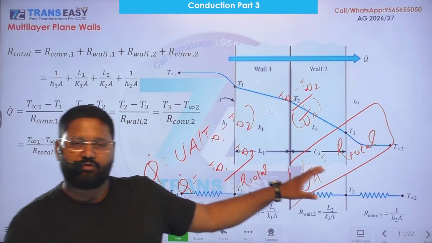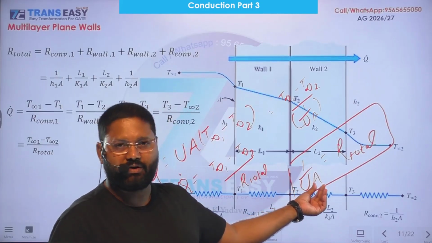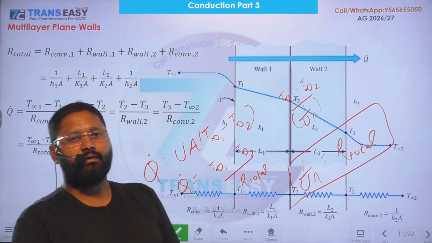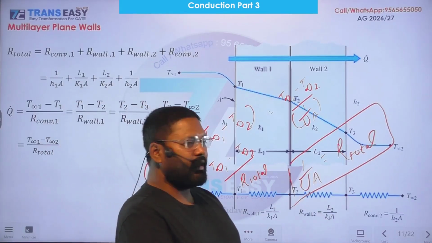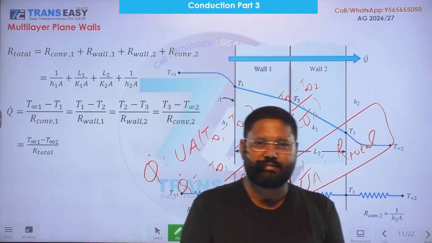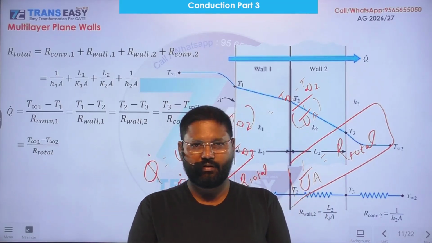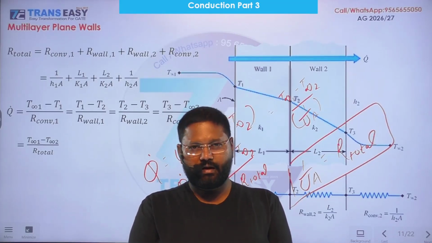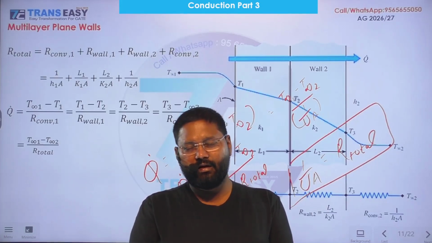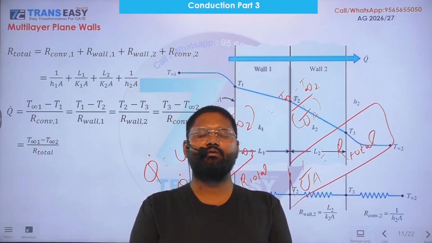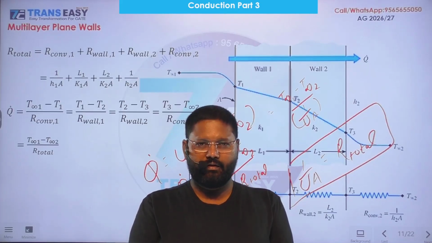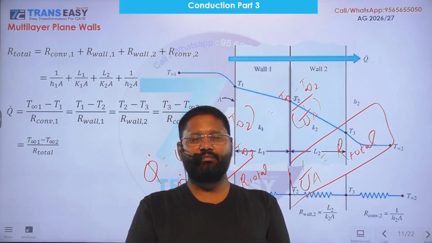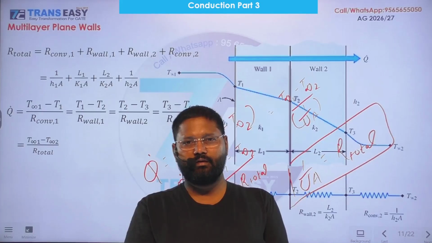In the same problem, we can easily find the value of overall heat transfer coefficient U by equating 1 upon UA to R total, and R total is R convective 1 plus R wall plus R convective 2. R convective 1 is 1 upon H1A, R wall is L upon K, R convective 2 is 1 upon H2A. So we can find the value of U, overall heat transfer coefficient, right?